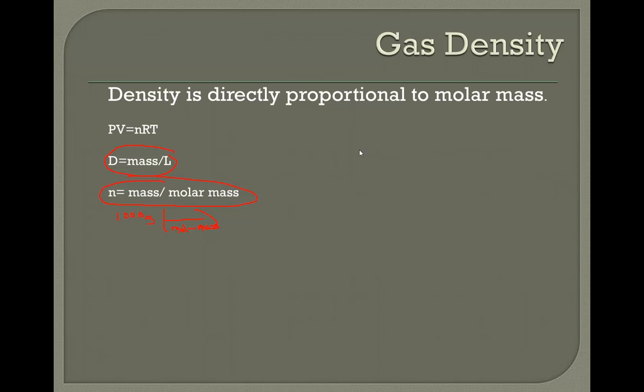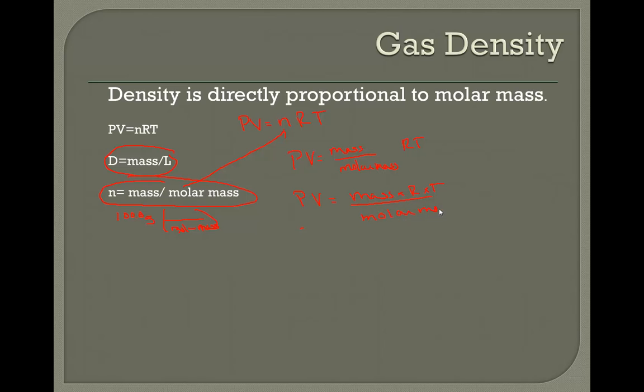So if we think about it that way, PV is equal to nRT, we can put this information into n. So PV is equal to the mass over the molar mass times RT. Now, because of mathematics, when it's divided by the molar mass, that means all of this is divided by the molar mass. So PV is equal to the mass times R times T all over the molar mass.